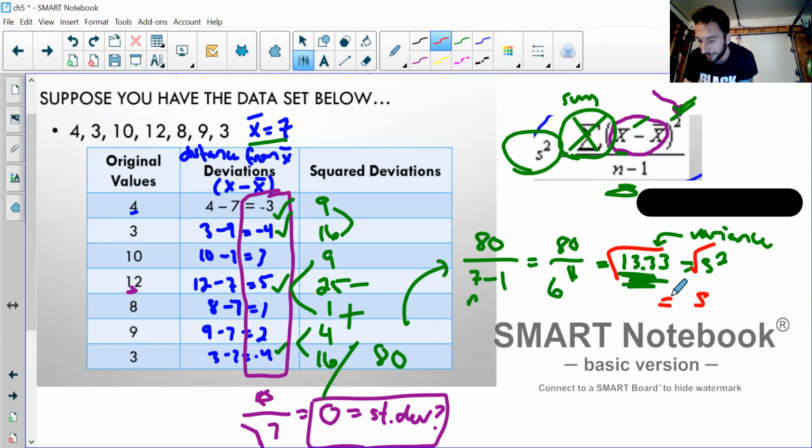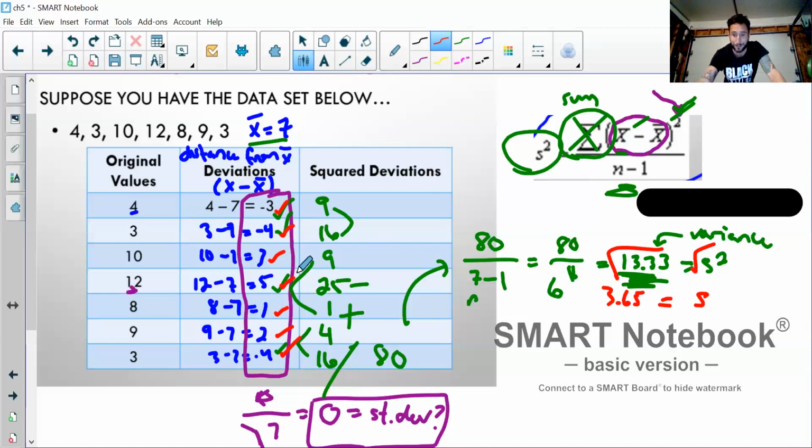It would be helpful if I knew how to use my calculator. We get 3.65. And that seems a lot more reasonable, right? 3.65 seems like a pretty good representation of the average distance from the middle based on those values. So that's how we calculate standard deviation.